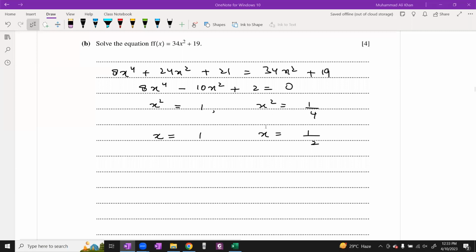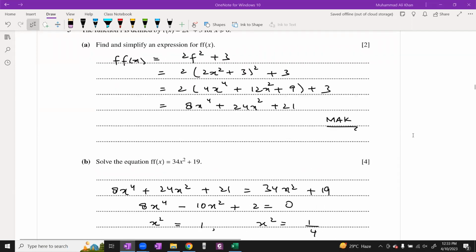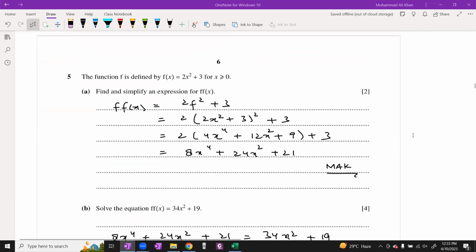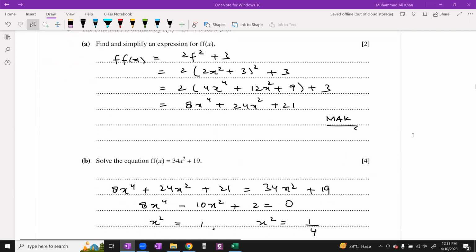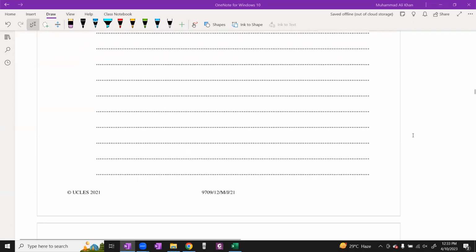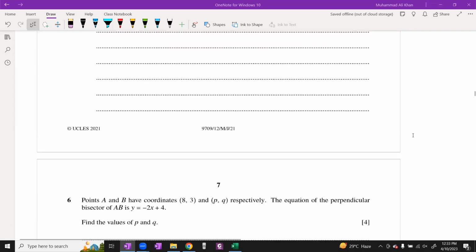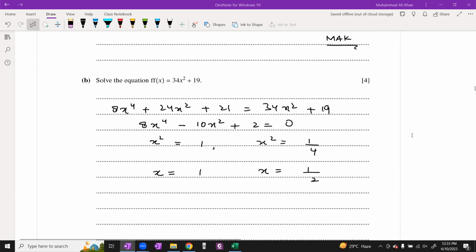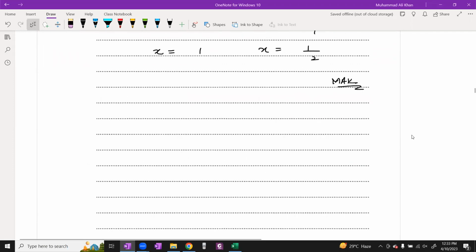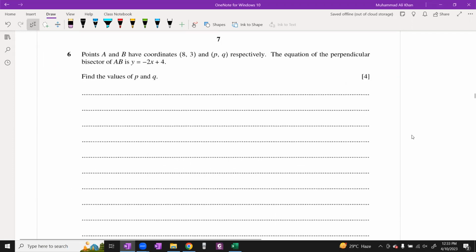Ab isme humne plus minus q nahi lagaya, क्योंकि क्वेश्चन में लिखा हुआ है x जो है वो ग्रेटर देन इक्वल्स टू 0. हमें पॉजिटिव पे काम करना है. सो दिस इज योर पार्ट बी ऑफ फंक्शन ऑफ 4 मार्क्स. सो होपफुली इट इज आल्सो क्लियर. नेक्स्ट क्वेश्चन, क्वेश्चन नंबर 6.